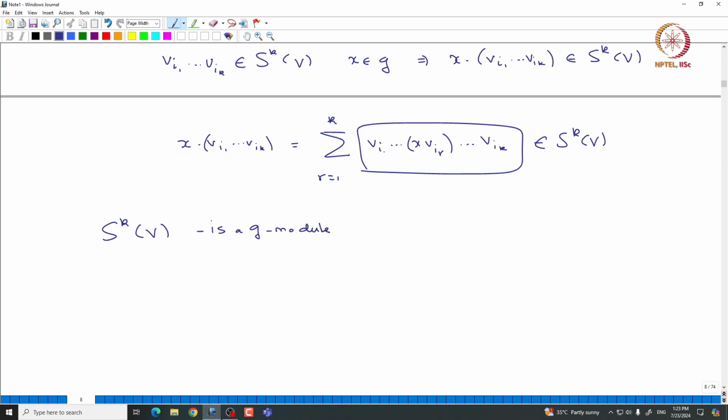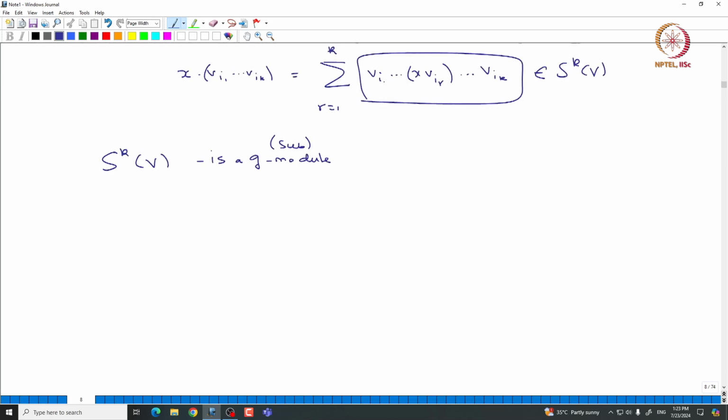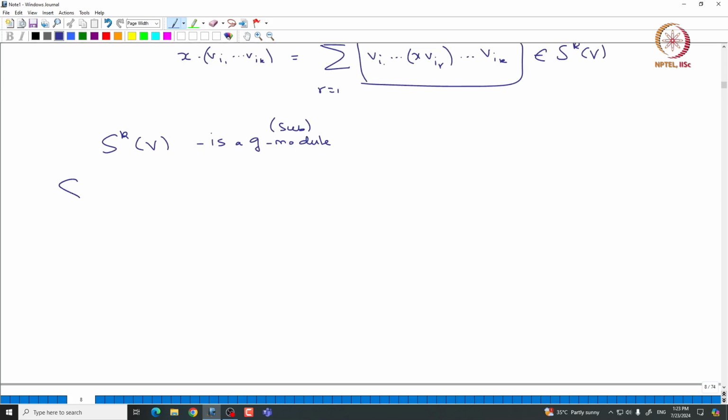It's a submodule. Okay. So, now let us look at the relation between this Sk of V and the symmetric tensors. So, what are the symmetric tensors?